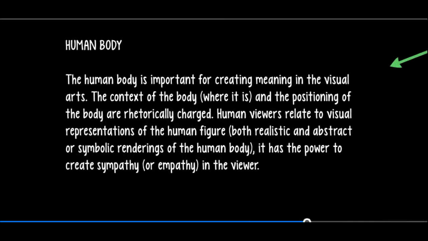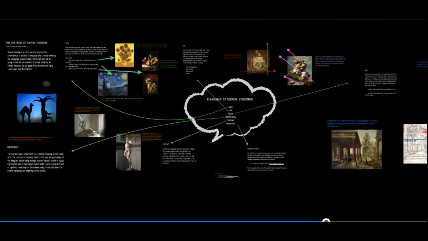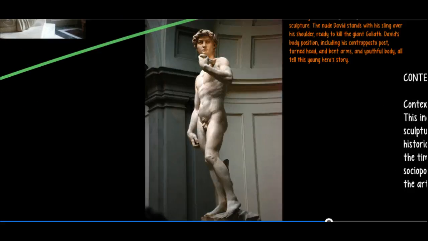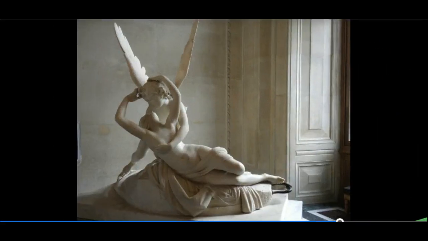The human body is important for creating meaning in visual arts. The context of the body, where it is, and the position of the body are rhetorically charged. Human viewers relate to visual representations of the human figure, both realistic, abstract, and symbolic renderings of the human body. It has the power to create sympathy or empathy with the viewer. For example, this is the David, pictured here.